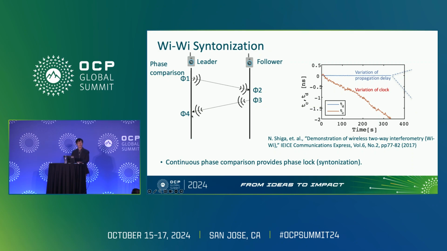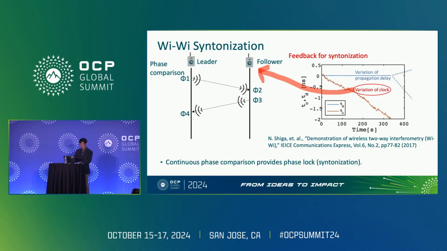By looking at this phase information only, we can get the variation of propagation delay, and also the variation of the clock delay, the clock itself. By feeding this variation of clock information back to the oscillator for the follower, we can actually phase lock the leader clock and the follower clock through the wireless channel. This is the essence of what we do with YY.